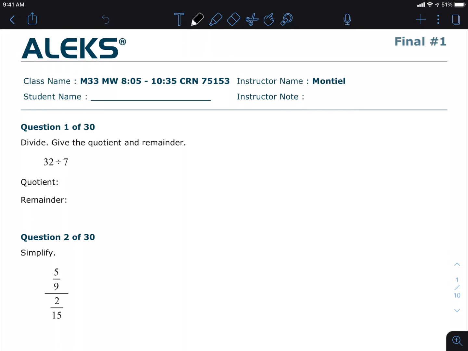All right, so 32 divided by 7, it's going to look like this. 7 goes into 32 4 times, so I believe that's 28. And then the remainder is 4. So our quotient is 4 and our remainder is 4.